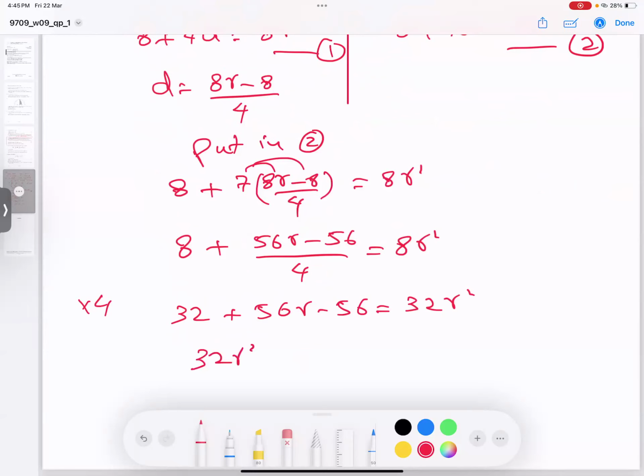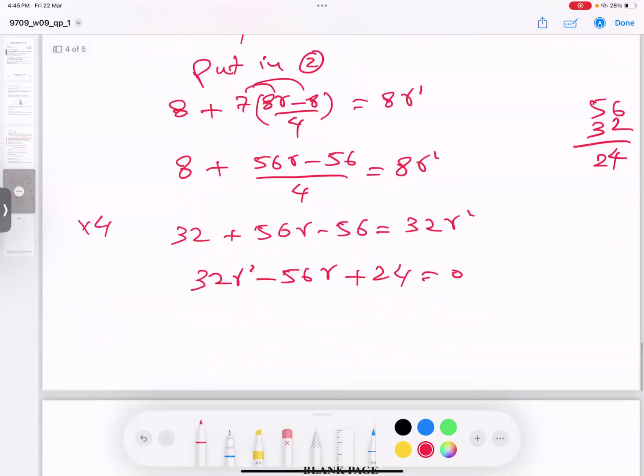Reorder 32r square and minus 56r. And this simplifies from 56. From 56, subtract 32. I got 4 and I got 24. But it is a negative, so it becomes positive 24.